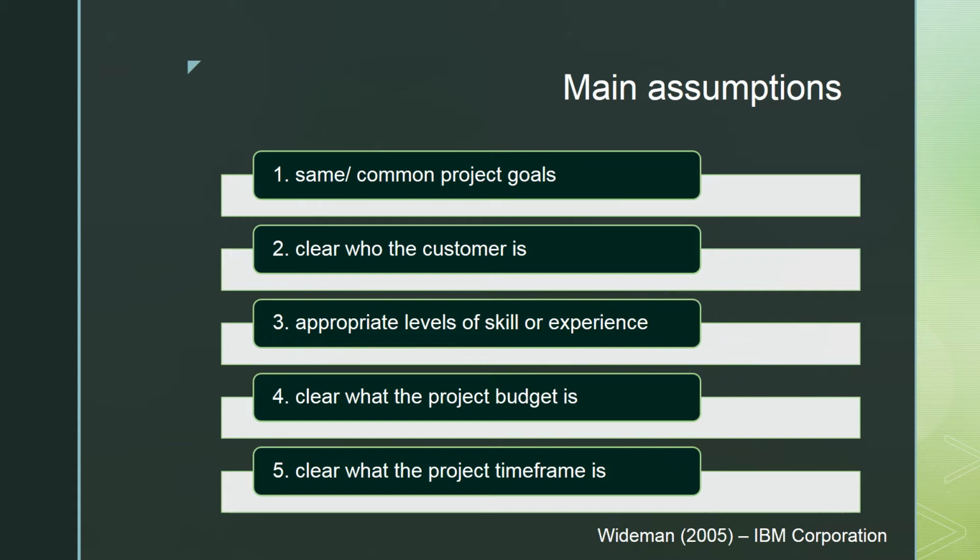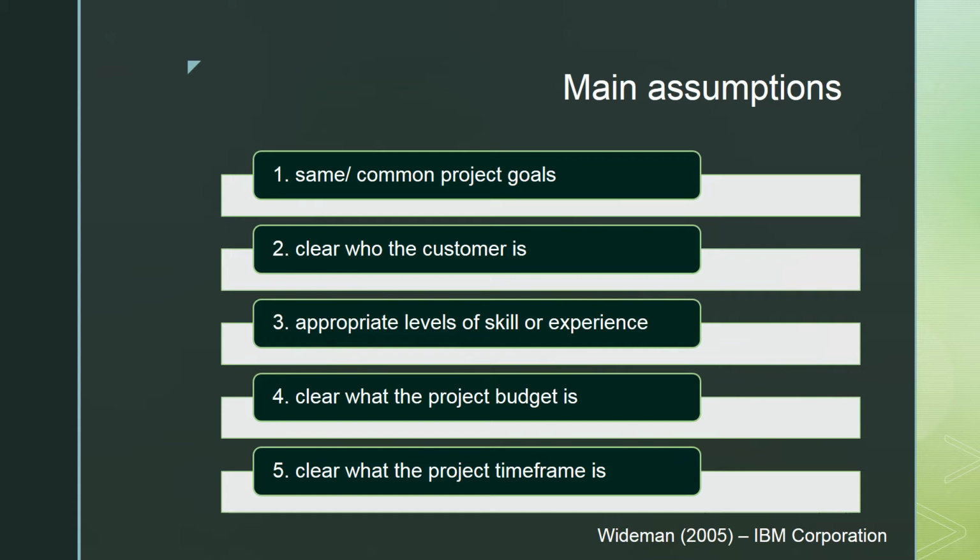The assumption in number four is everyone is clear what the project budget is. Otherwise, you may have certain teams overspending. So everyone must know what the budget level is so that you operate within budget. If you overspend, that may lead the project to failing. And we do not want that to happen.